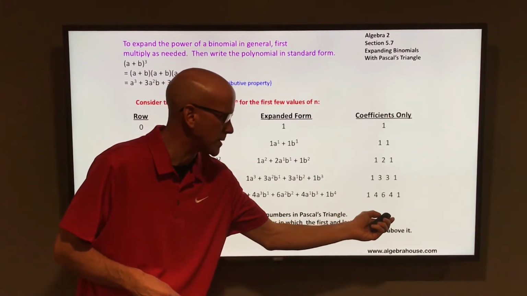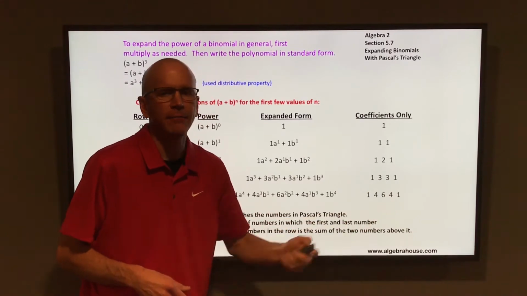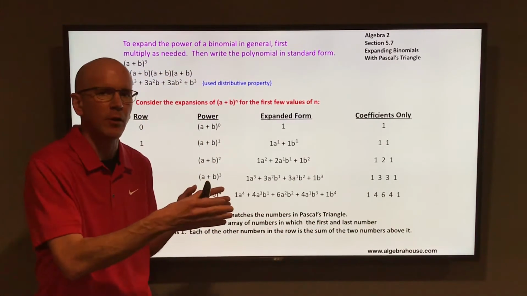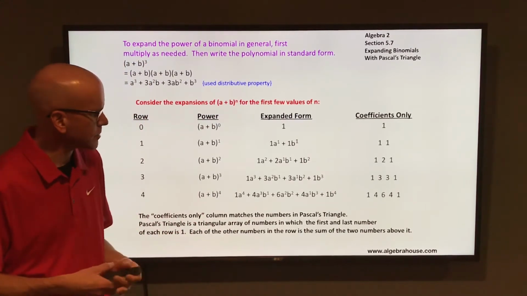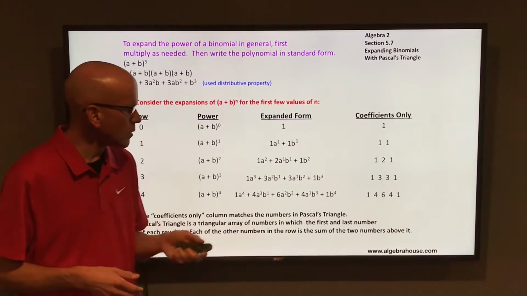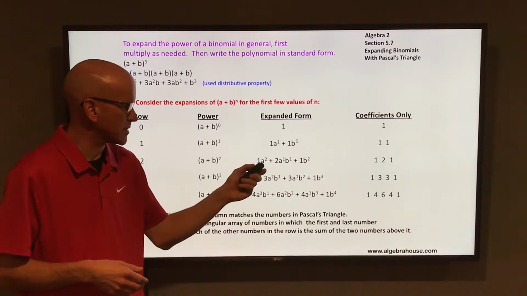4 and 6 would be 10. 6 and 4 is 10. And 4 and 1 would be 5. And then a 1 on each end. So you can create each row of that triangle. Also notice the exponents. When we expand these out, notice what the exponents do.